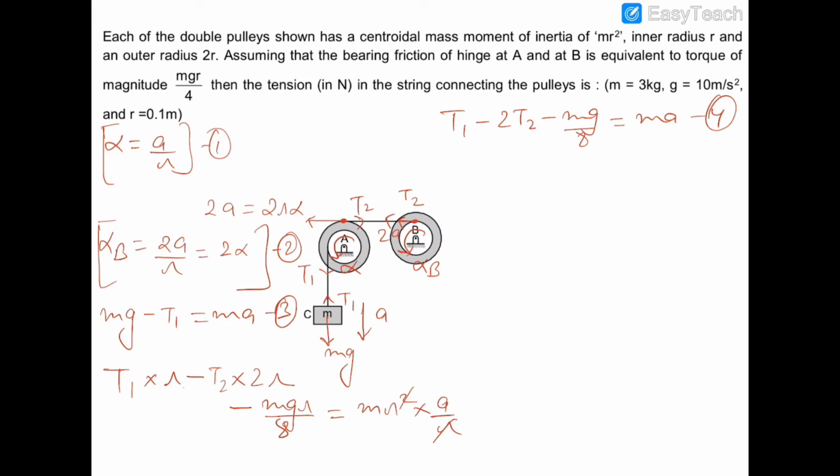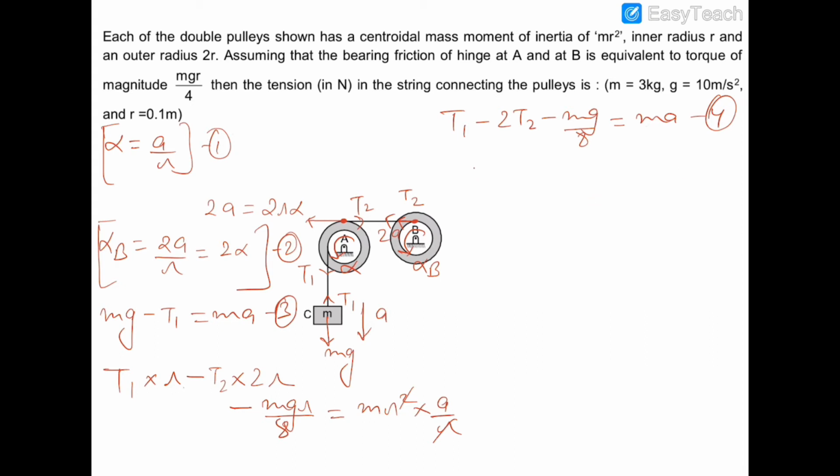Now writing the torque of this pulley B, the only force which is producing the torque on pulley B is T2. So T2 into R would be equal to I alpha B. So alpha B is equal to 2a by R, and I, the moment of inertia, is mr square again. And again we have forgotten to write down the expression of resistive torque. I am writing it again.